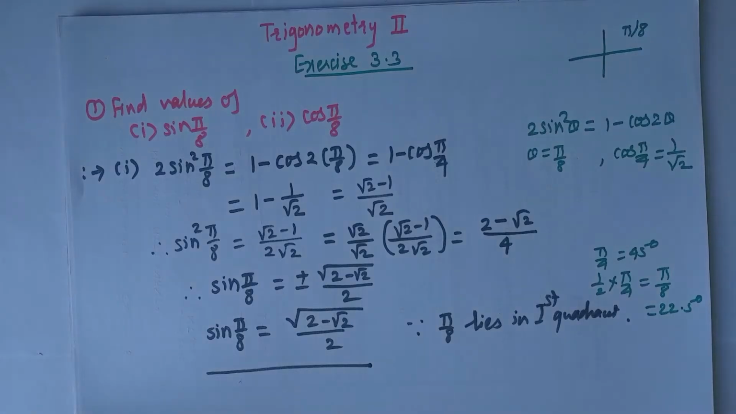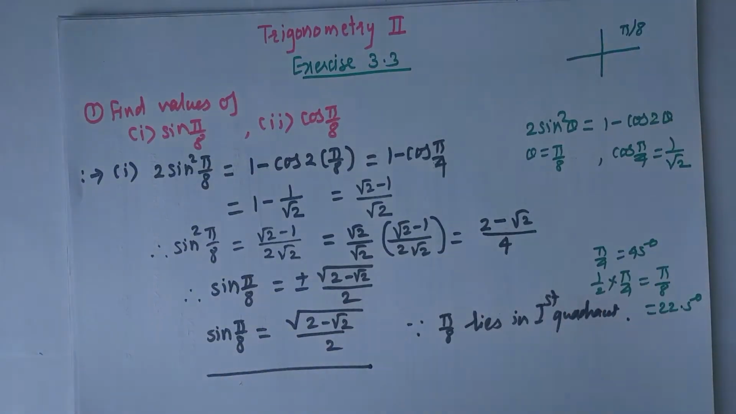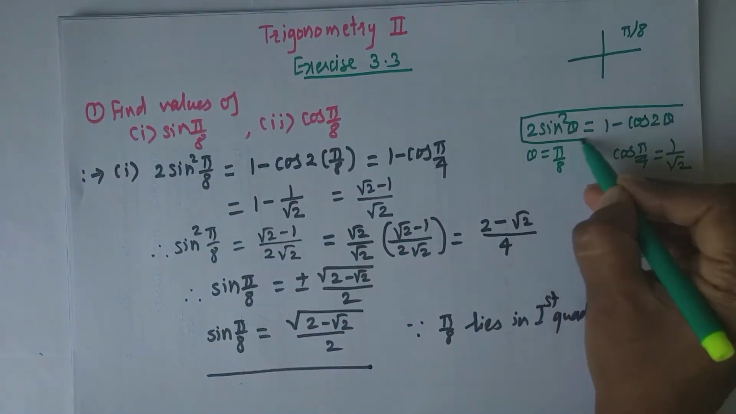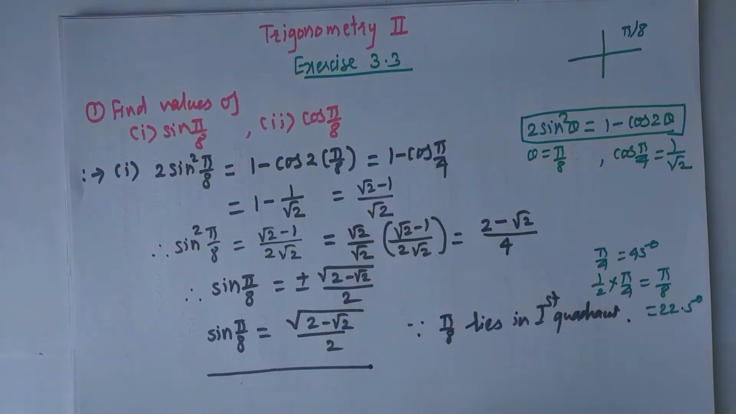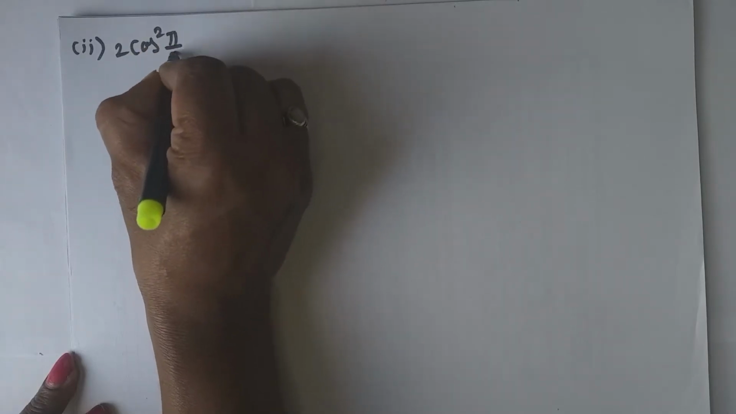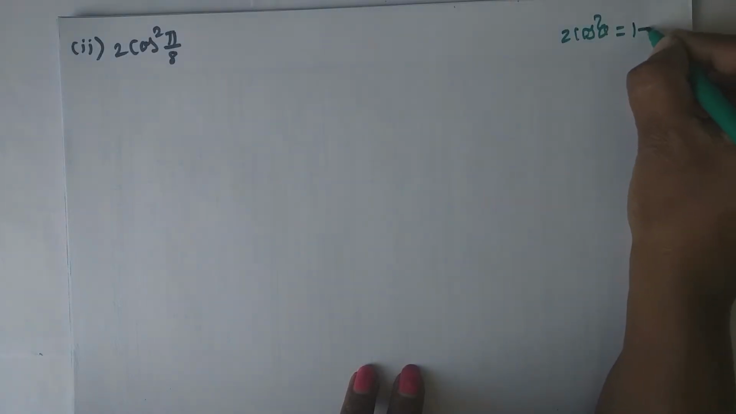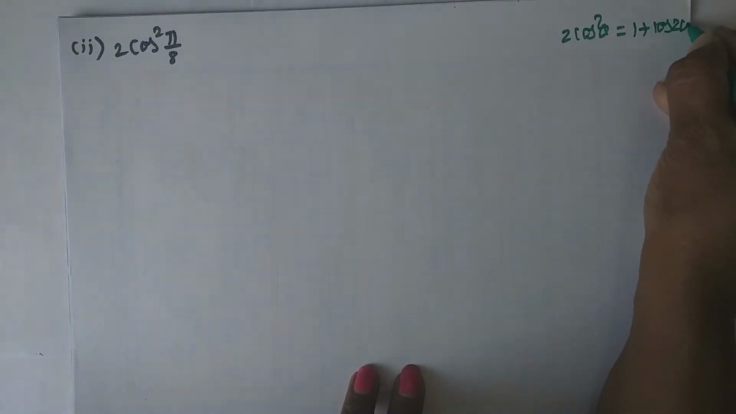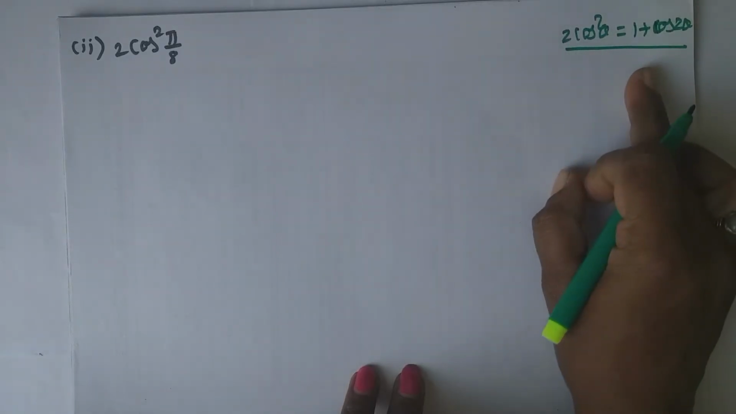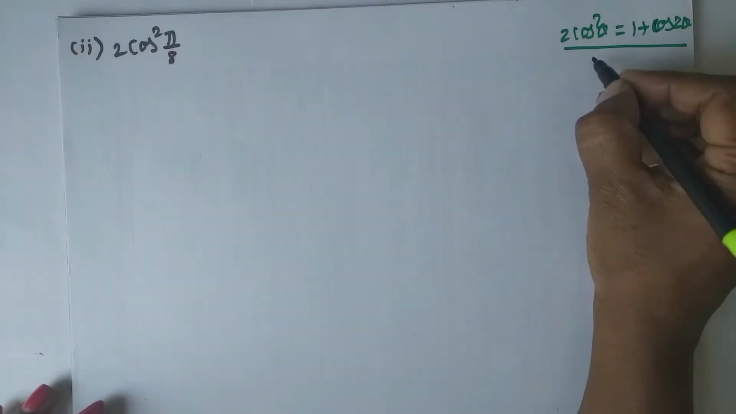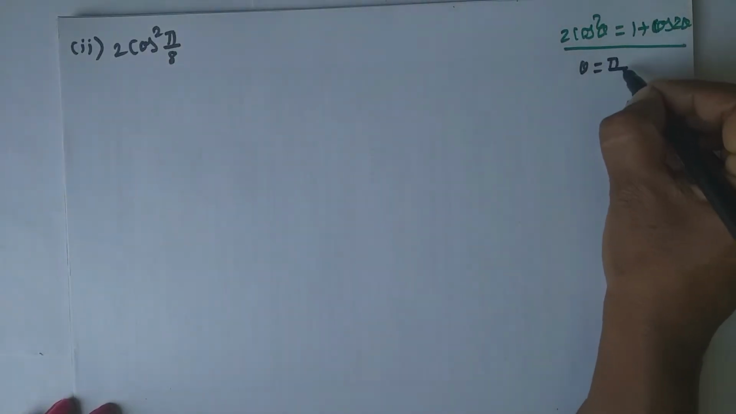Okay. Isn't it easy? If you know this formula, then it is very easy to solve such type of problem. Now we will solve the second. To solve the second, again I know the formula: 2 cos square theta is 1 plus cos 2 theta. We have seen this formula in our previous lecture. We will use that here. And what is theta here? Theta is pi by 8.